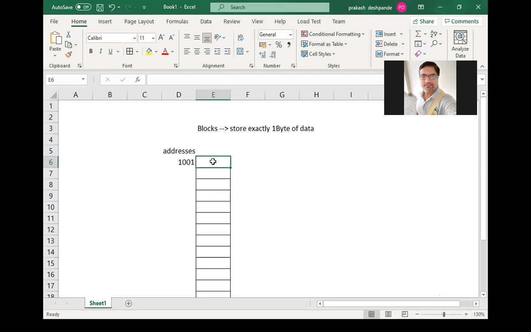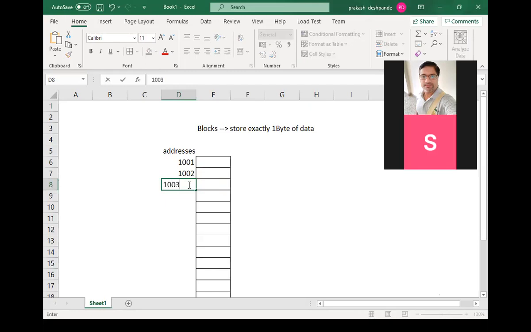Then after this one, say there is the next consecutive memory block here. The address of this memory block will be 1002. Now after this memory block, we have a third. Can you tell me what will be the address of this memory block?